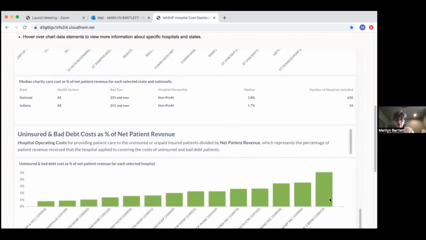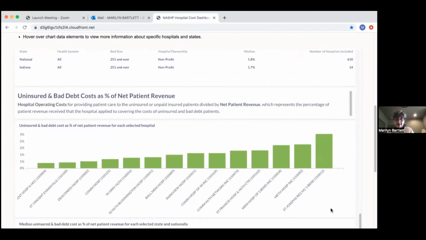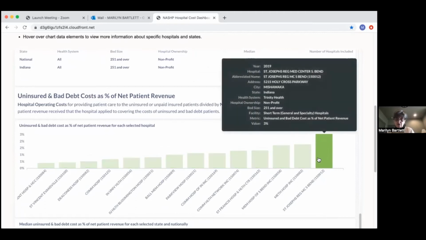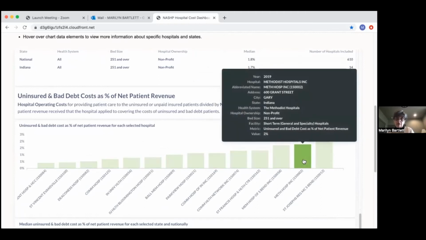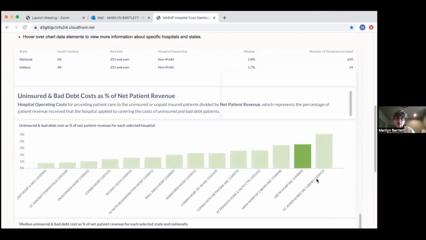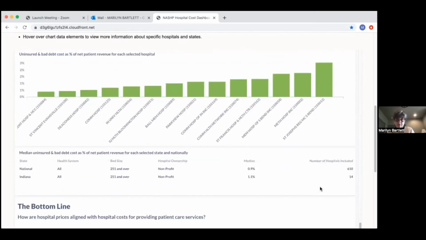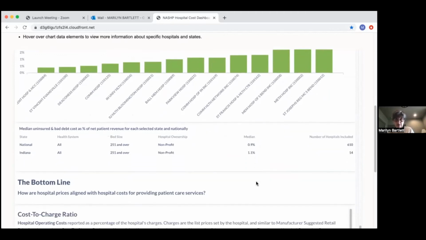And then we also do include uninsured and bad debt. This is uncompensated care. What did the hospital use up in resources to be able to provide care for patients that did not pay? And we usually find this between 1 and 2%. Here's the national median, 0.9. We're finding Indiana at 1.1.